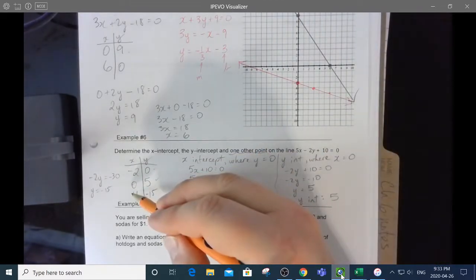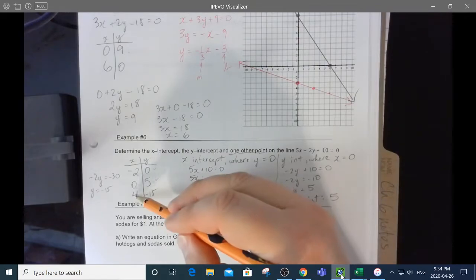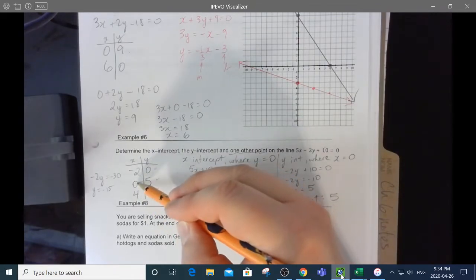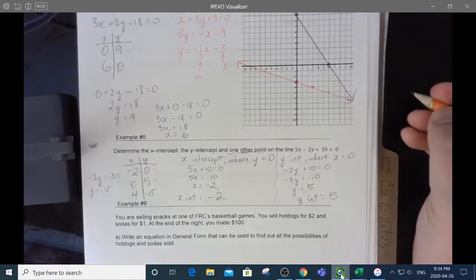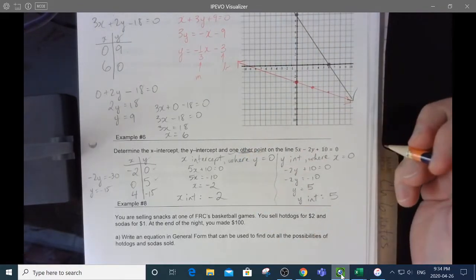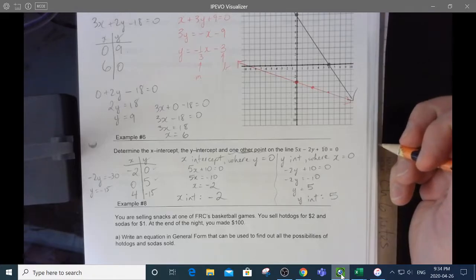I could have picked x to be 2. I could have picked x to be 6. I wouldn't pick x to be -2 or 0 because I already have those 2 points. I want different ones. It says one other point. But other than that, I'm really just limited by my imagination and my ability to calculate.